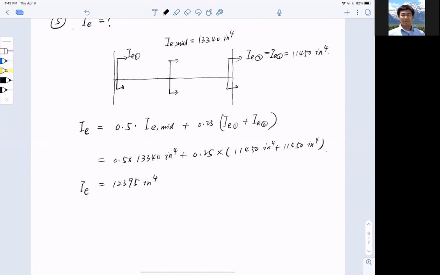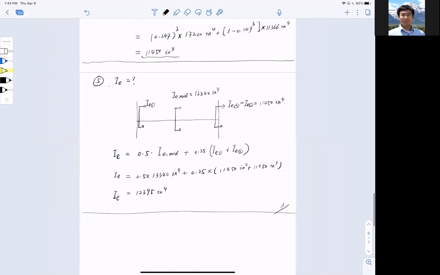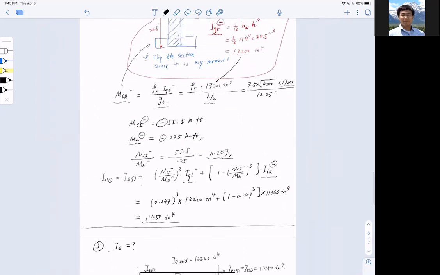And that is, ladies and gentlemen, my moment of inertia for the whole beam. For the whole beam. Okay, such a long, long way and we're done. All right. Now, let me go back and review quickly here.